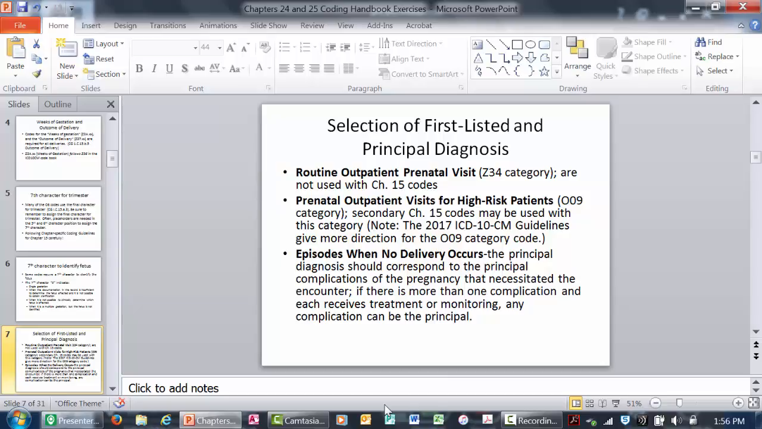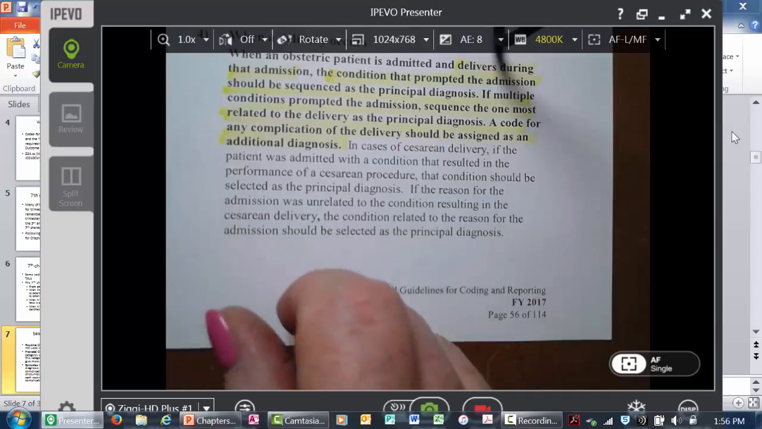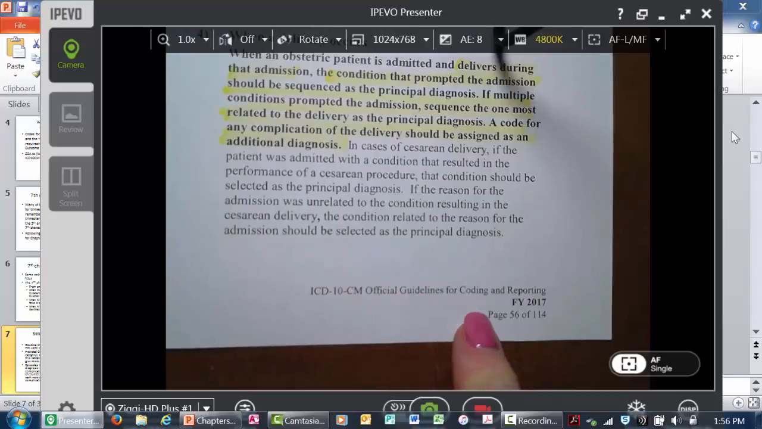I wanted to make a point to show you something that's in the 2017 guidelines that gives more direction for this specific code. Each year we have guidelines. They were published in late July or August for the fall. They become effective on October 1st. So you see this is 2017.